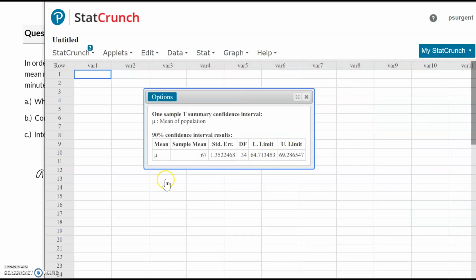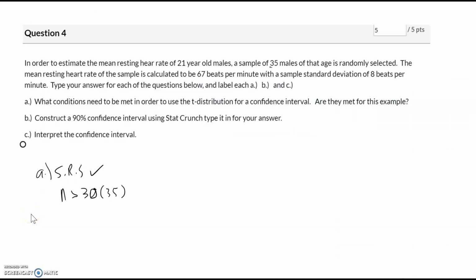64.7 to 69.3. 64.7 to 69.3 beats per minute. Okay, and then I'll have to include that when I answer part C here. So let's do that.